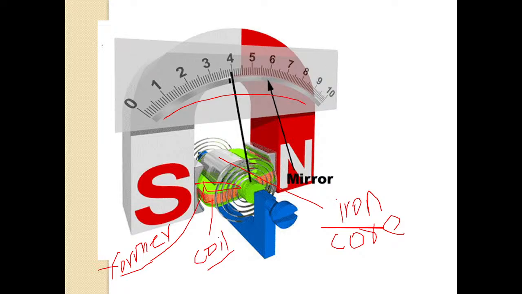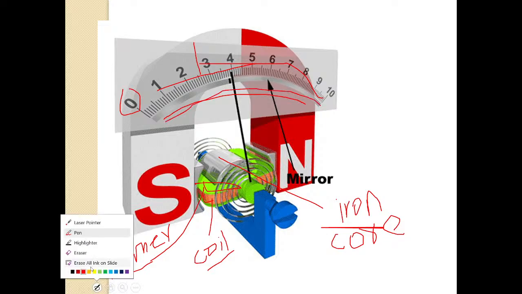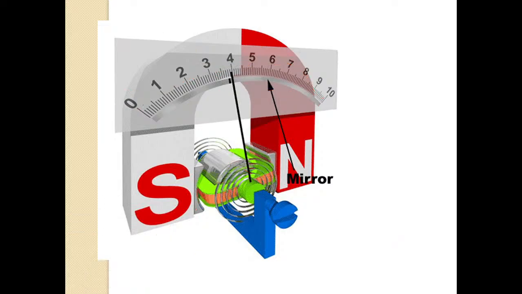Here is the scale marking. You can see the scale marking here: 0, 1, 2, 3, 4, 5, 6 up to 10, whatever scaling is provided. Usually the scaling is linearly spaced. On this scale, what you can see here is a linearly spaced scale. So the scaling is placed linearly.